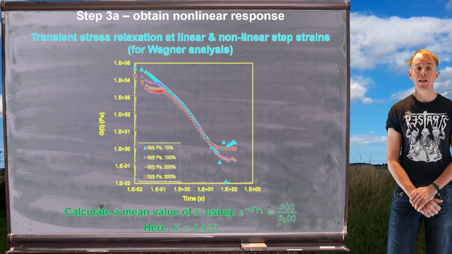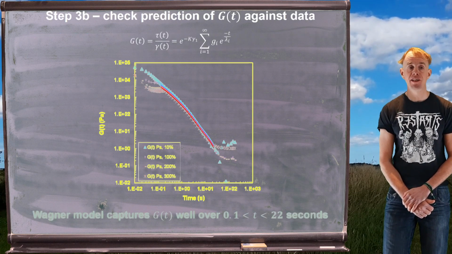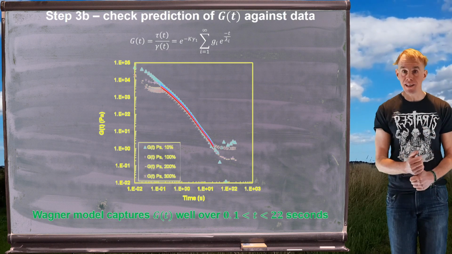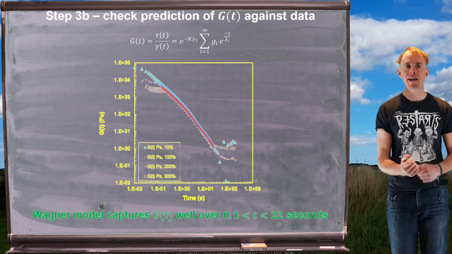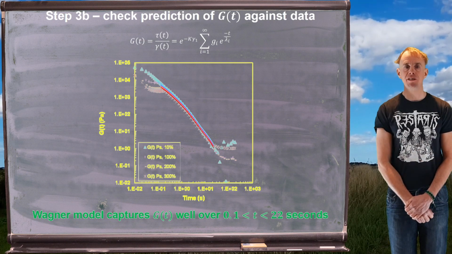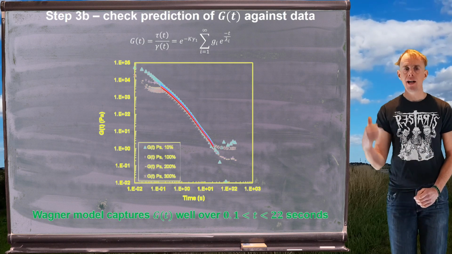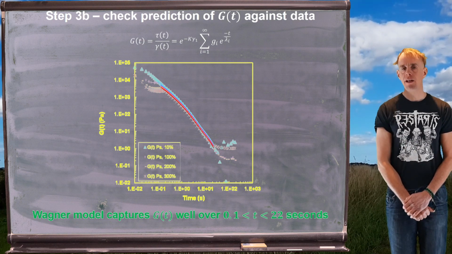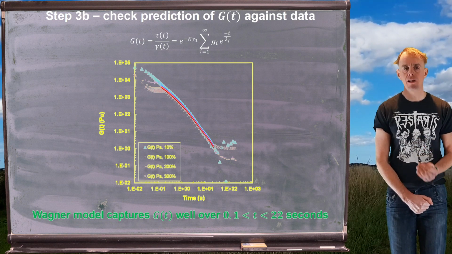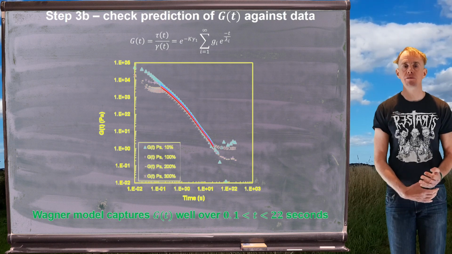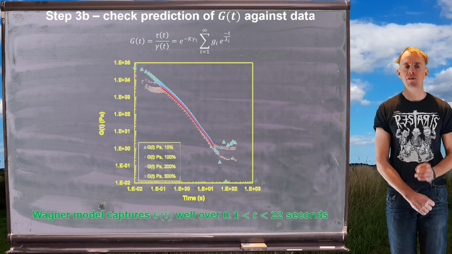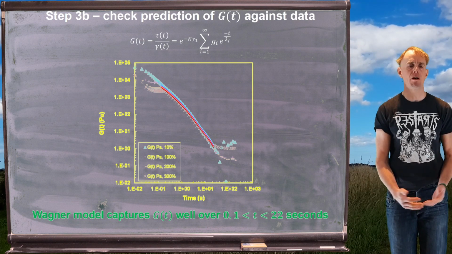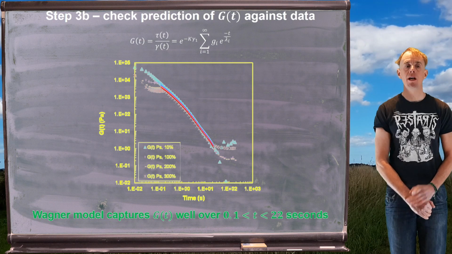So how well does this work? Let's remind ourselves of how we calculate G of t now, using the linear viscoelastic parameters, Gi and lambda i, and our non-linear parameter, the Wagner damping function k. And on this plot, you can see there's a region where I've plotted 4 solid lines that correspond very nicely to the experimental data. And we can see that the Wagner model captures G of t very well over the region of about 0.1 to 22 seconds, which is a couple of orders of magnitude of time. So that's not too bad.